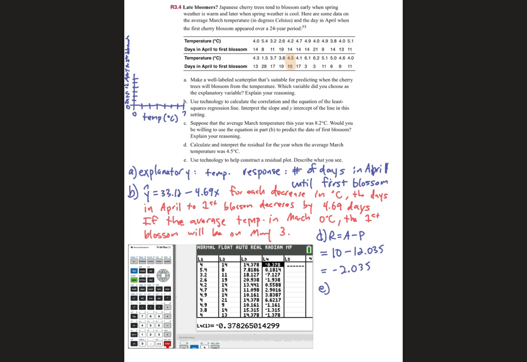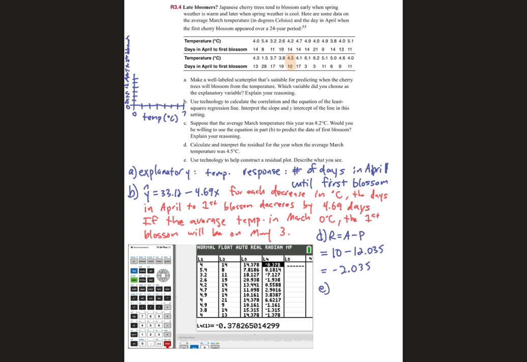Okay, and then now we want to plot those. We want to take these x values and make the residuals the y values and make a scatter plot with those points, where these are the x values and residuals are the y values. So we want L1 to be the x list that we use and L4 to be the y list.